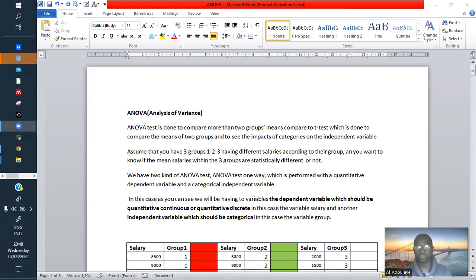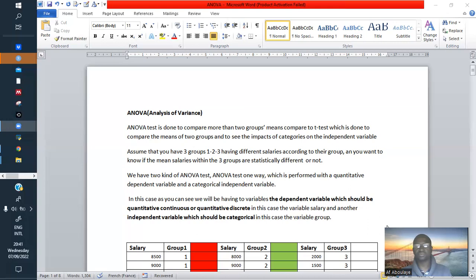What is ANOVA? ANOVA is done when we want to compare more than two group means. I say precisely more than two, because if you have only two groups, you can use a t-test to do the same thing. But a t-test can be used only for two groups. When you have more than two groups, you can use ANOVA to compare the means of groups. Also, it allows us to see the impact of the independent categorical variable on the dependent variable. We have two kinds of ANOVA: one-way ANOVA and two-way ANOVA.